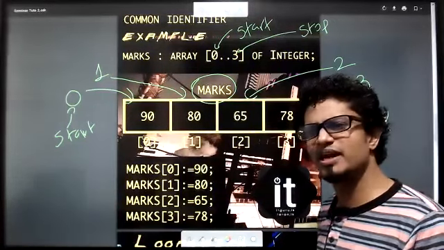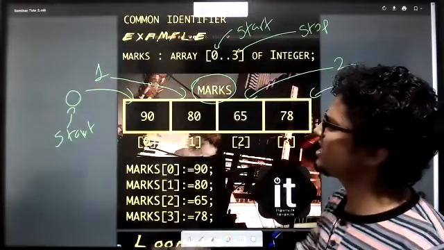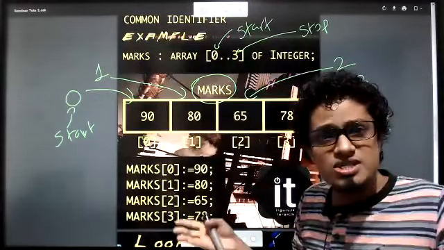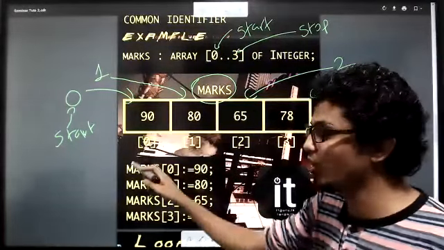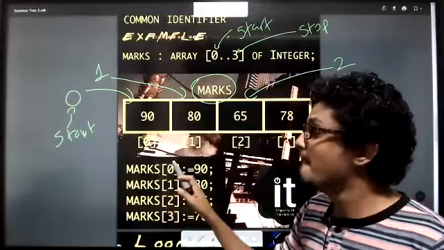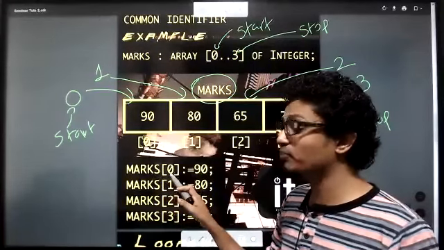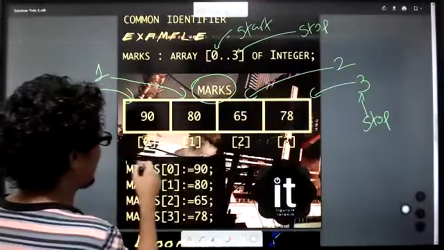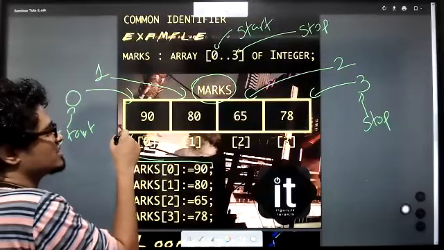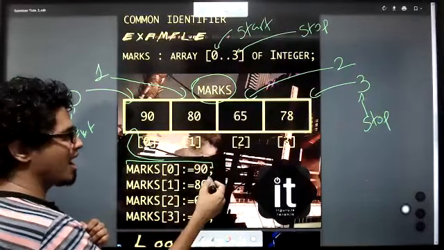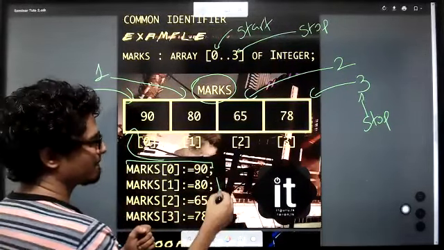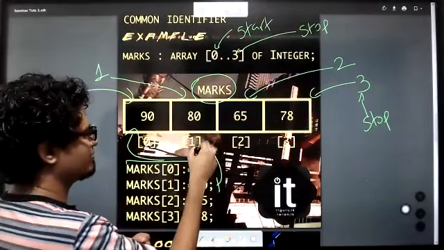Now you must be thinking, wait, why are we having 90, 80, 65, 70? Who are these? Look at this, I have mentioned here a small code. Marks array, 0th position, value equals 90. Marks array, first position, value equals 80. As a result, I'm having this one.